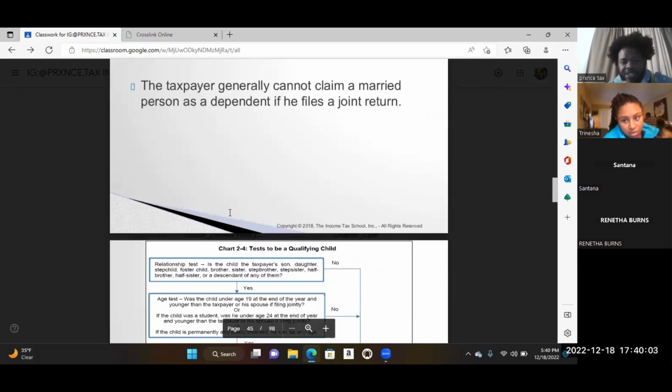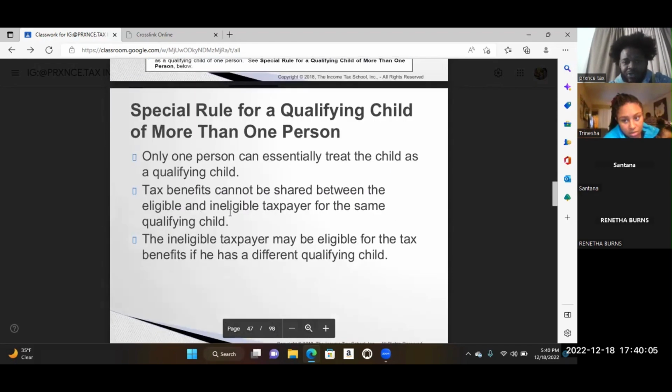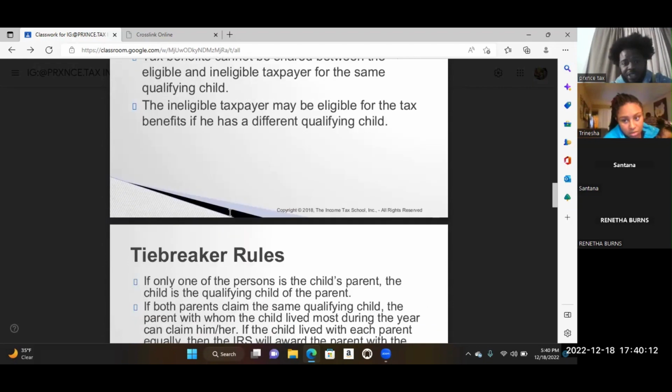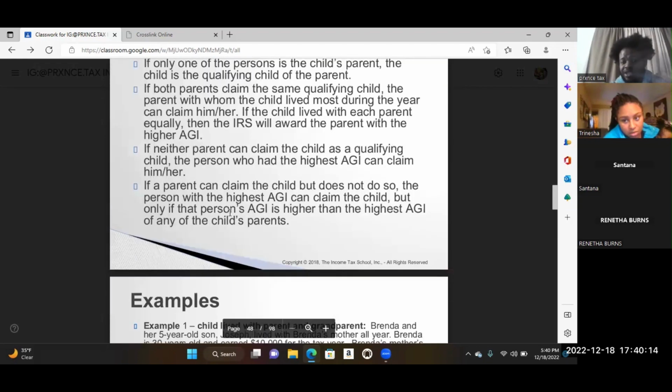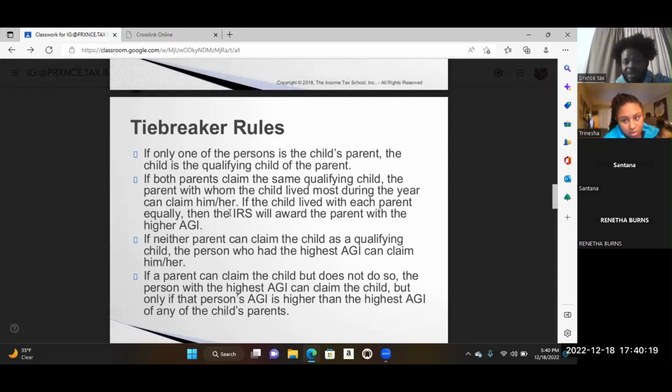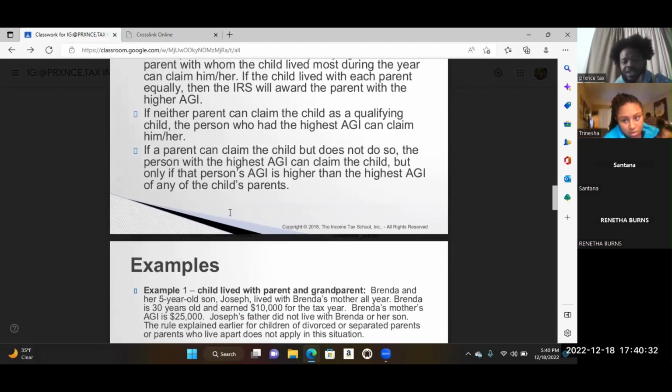All right, joint return test. That's not that important. Special rule for a qualifying person, and this is what I was just speaking about for people who qualify for more than one person, more than one child. This is the tiebreaker rule. If only one person is the child's parent, the child is the qualifying child of the parent, but say the grandparent claims the child. It's the person who has the highest AGI. Highest AGI is the gross income for the year. That's who the IRS is going to award it to, because that's the person that provided more of the support.